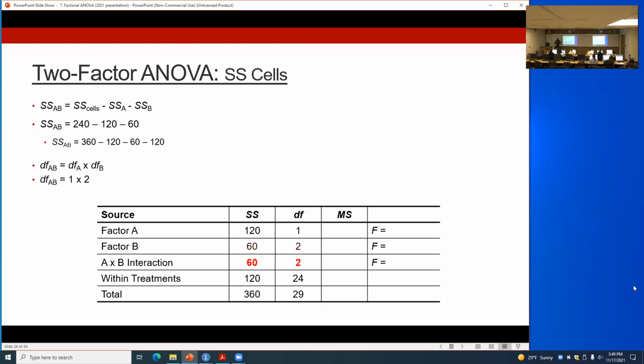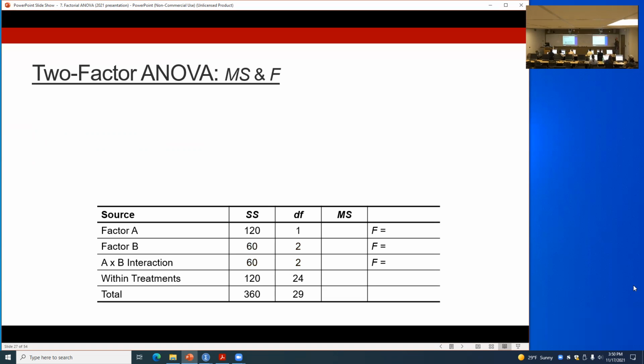Okay. Do people get a general sense of how we're partitioning this variability and conceptually what these different components correspond to? Yeah, Emily. Yep. And that's just the degrees of freedom for your interaction.